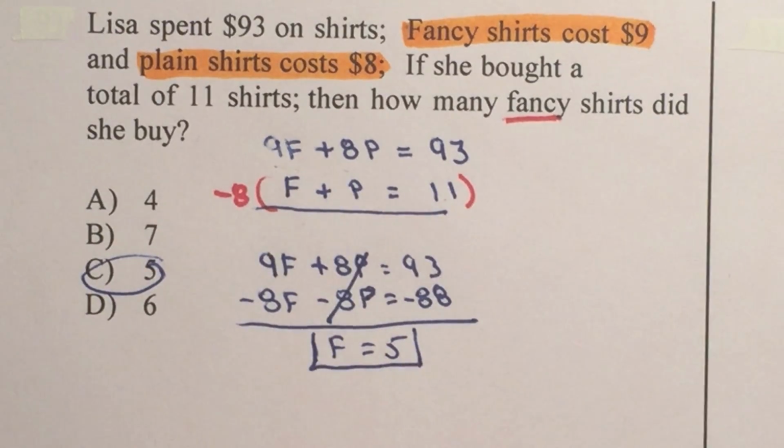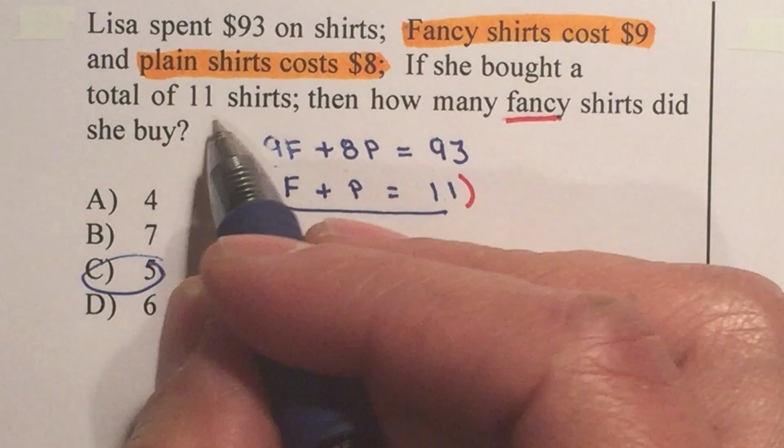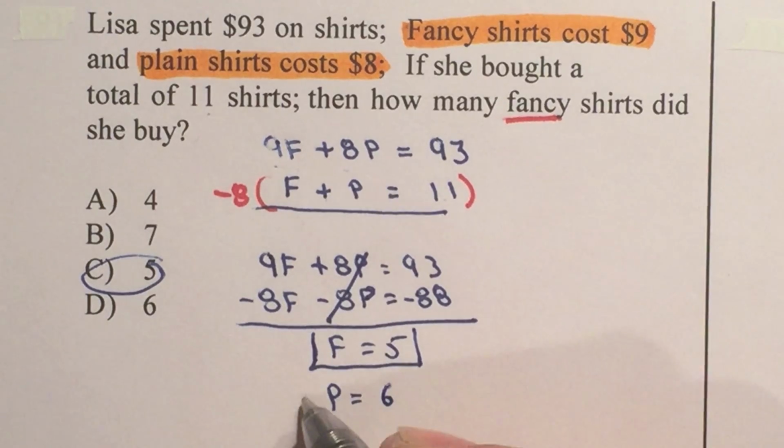Now if you need to know how many plain shirts she bought, since she bought a total of 11, there are 6 plain shirts.